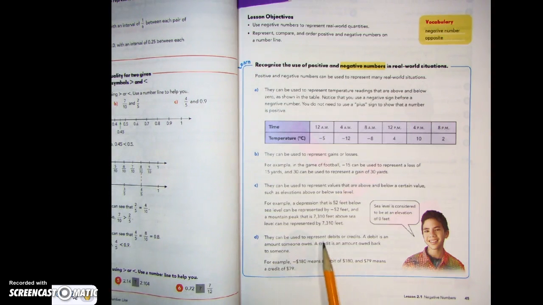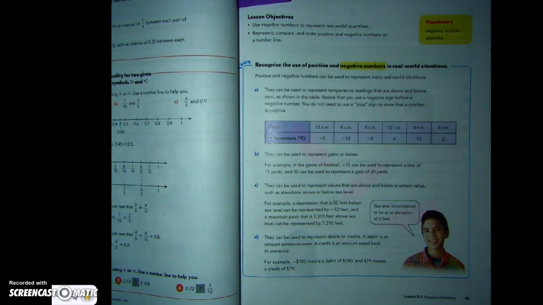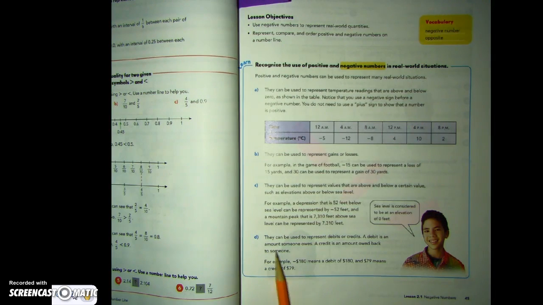They can also be used to represent debits or credits. A debit is an amount someone owes, or a debt, you could also call it. A credit is an amount owed back to someone. So this debit or debt means someone owes you. That means you're waiting for that money, so it would be a positive number to you. A credit can be an amount you owe to someone, so that's going to be something you take away from your amount of money that you have. So that would be a negative number.